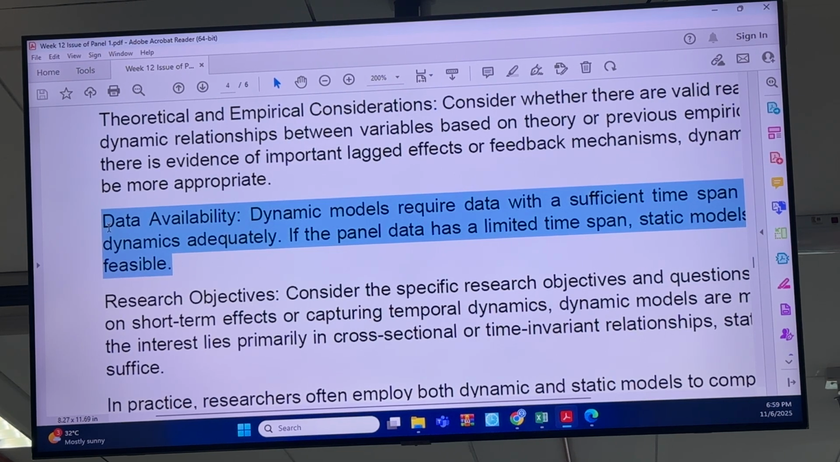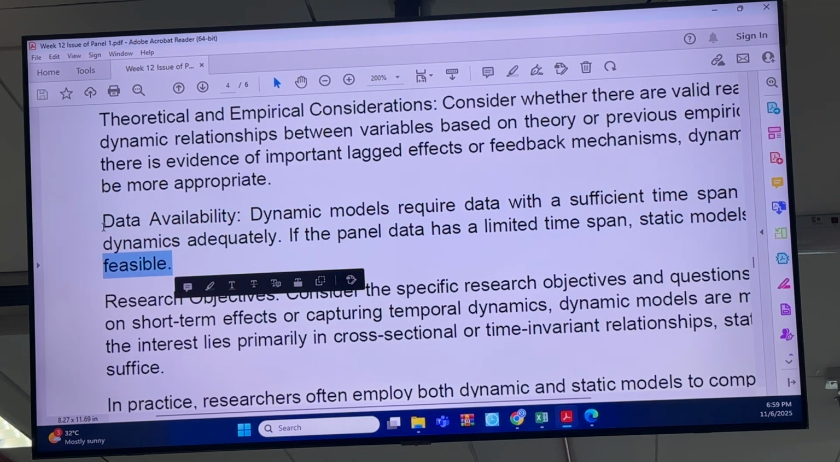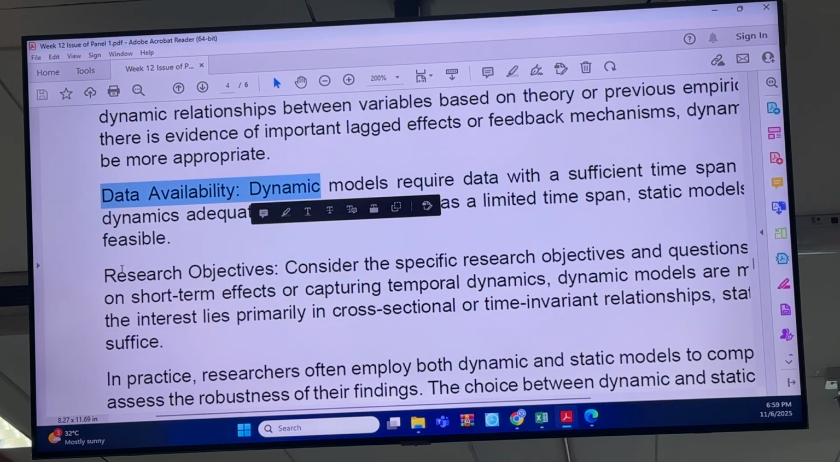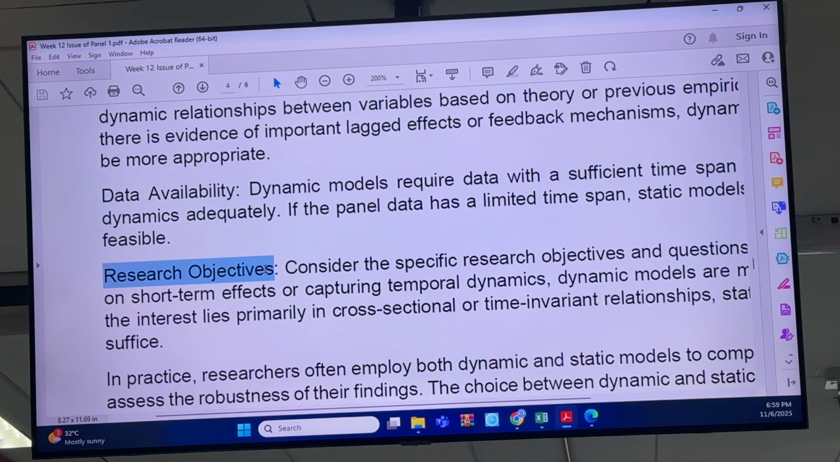For 30 countries, then you can use a dynamic approach, right? Because you have 20 years. You can allow for T minus 1, T minus 2, T minus 3, up to T minus 5, for example. So if you only have 4 years, 5 years, then static will be much more feasible. Static depends on data availability, and also depends on your objective, whether you want to study the dynamic or you just want to study the static, the short term or the long term effect.